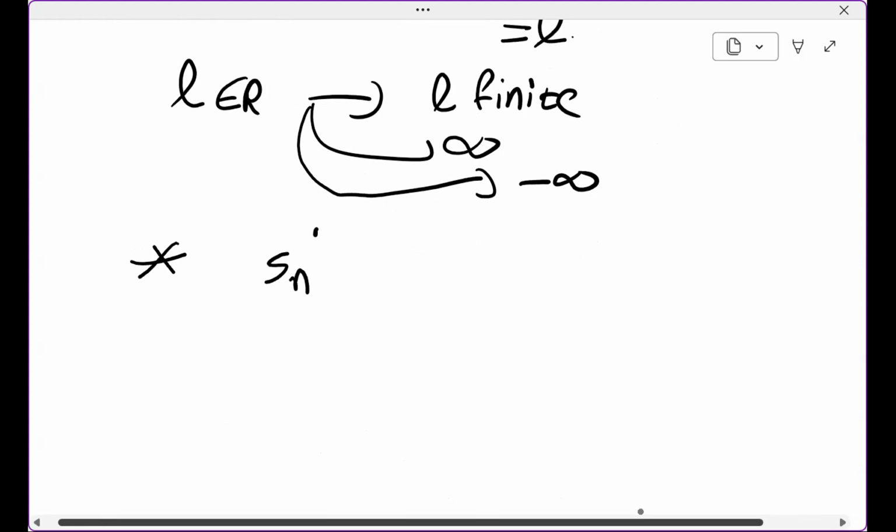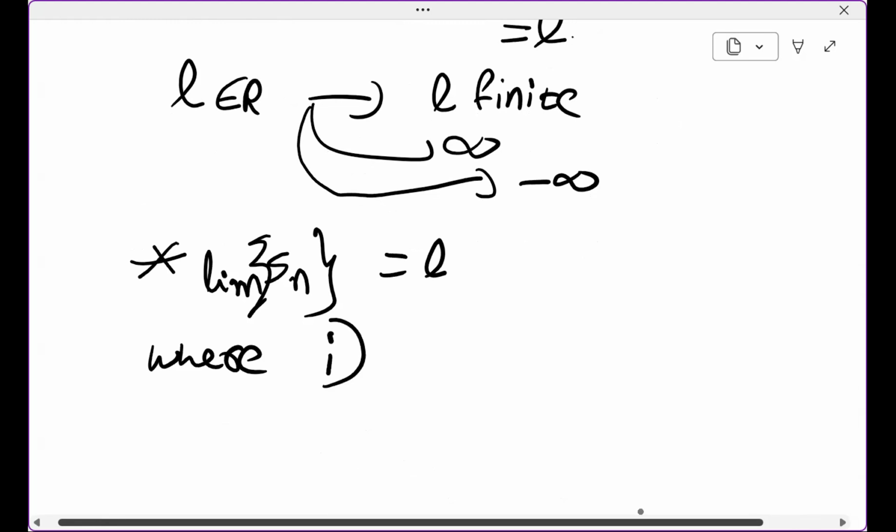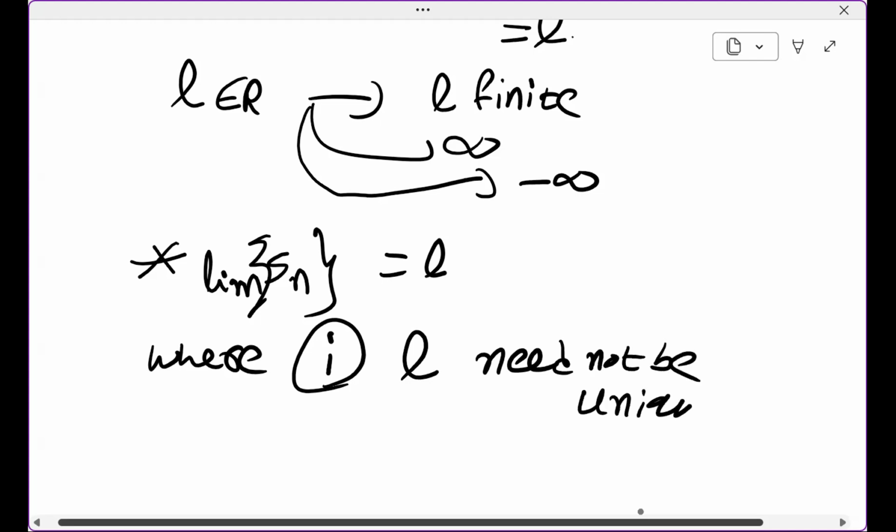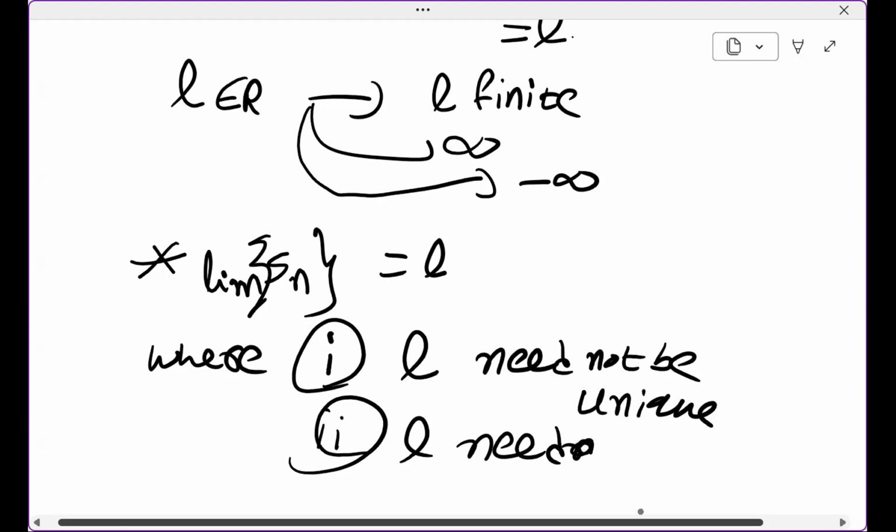The limit of the sequence, when you find out L, where L need not be unique. Number one, there can be more than one limit. L need not be unique. L need not be finite. It can be infinity, it can be this also. It can be infinity also. Still we say the limit exists.